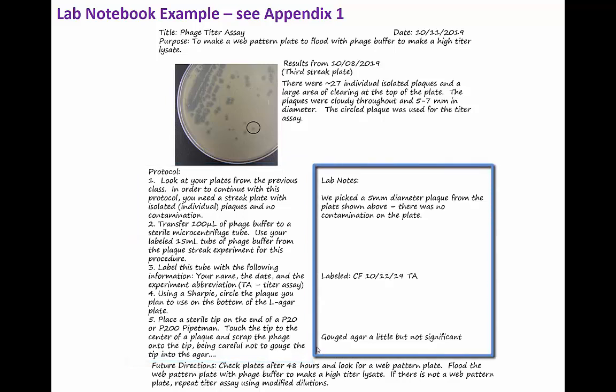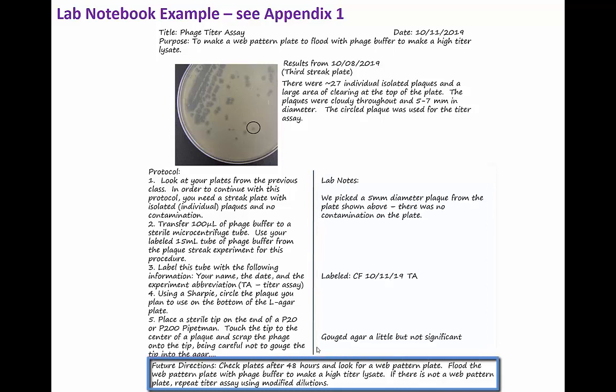Lab notes should include any information you notice while you are doing the experiment, how the sample looks, any deviations from the protocol, exact time samples were incubated or centrifuged. This section should never be blank, there are always observations, and this information may be essential for troubleshooting in future experiments. In the future directions, describe what you will do in the next lab period. This section should be a brief summary of your future plans.